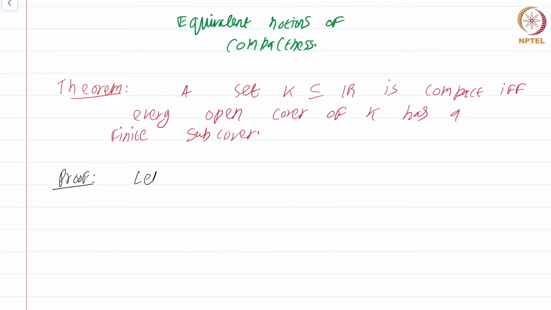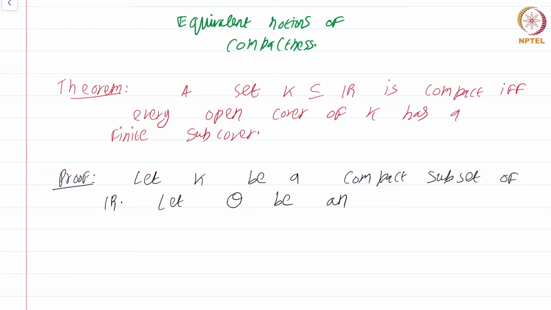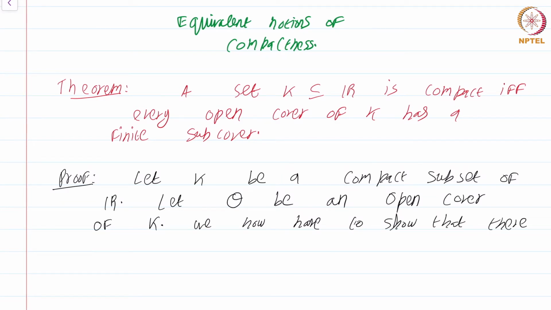Proof. Let K be a compact subset of R. Let O be an open cover of K. We now have to show that there is a finite subcover of O.